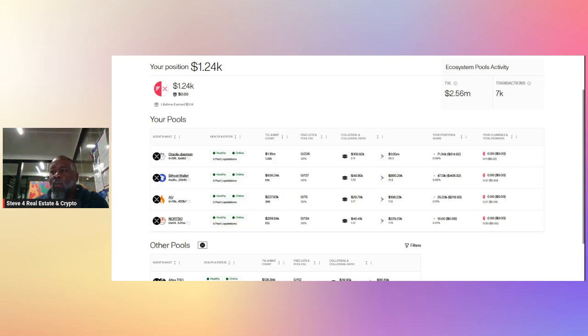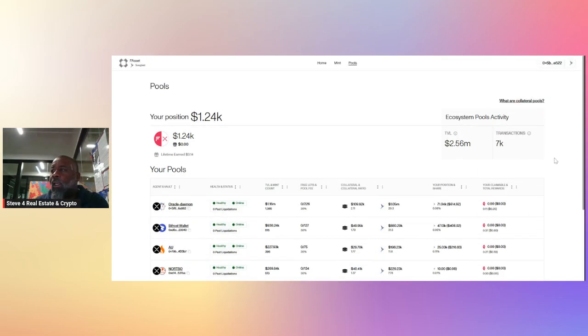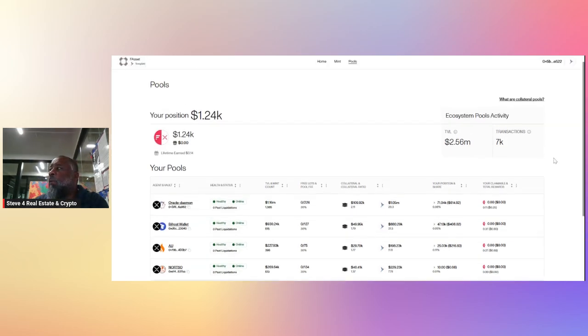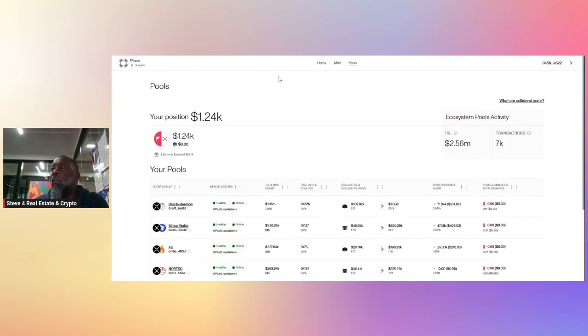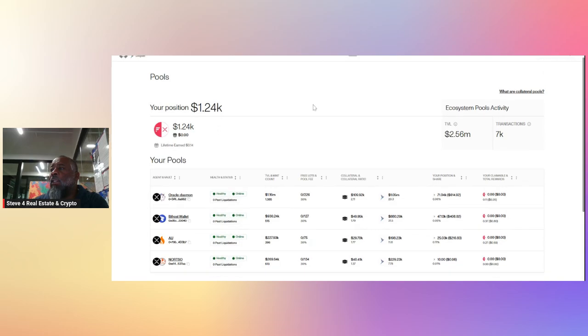Of course it's not 50%, but 15% is pretty good just for holding a token. And that's before we get to doing other things with it as well. There's more coming and I'm looking forward to that. Pretty excited about that. So anyway, that's all I had, guys.